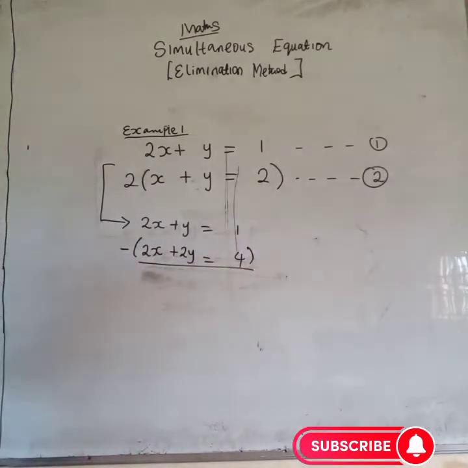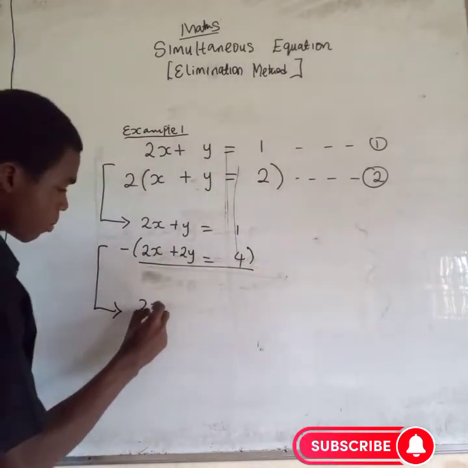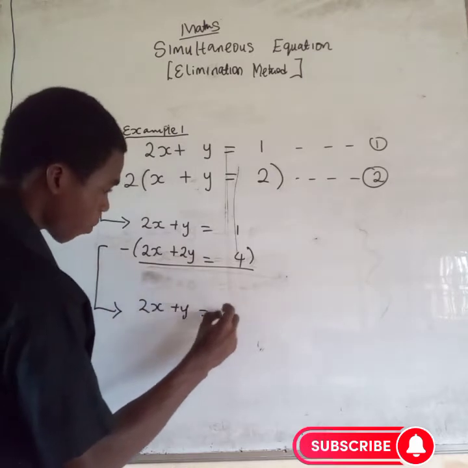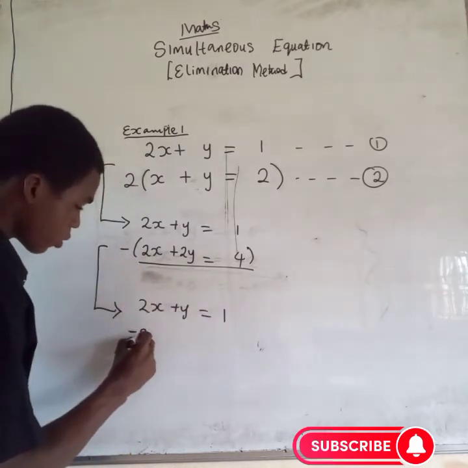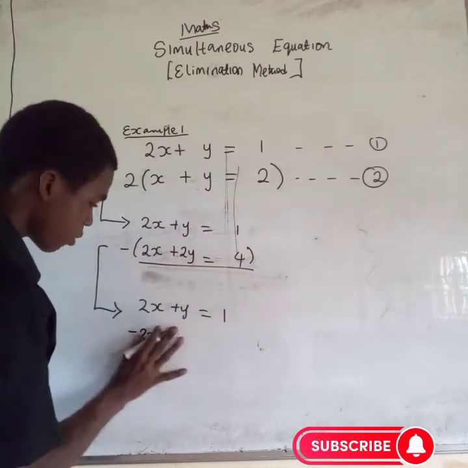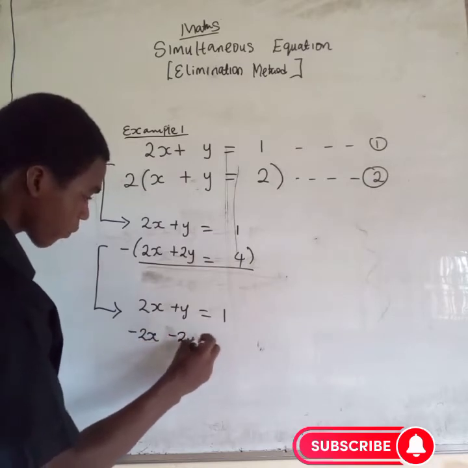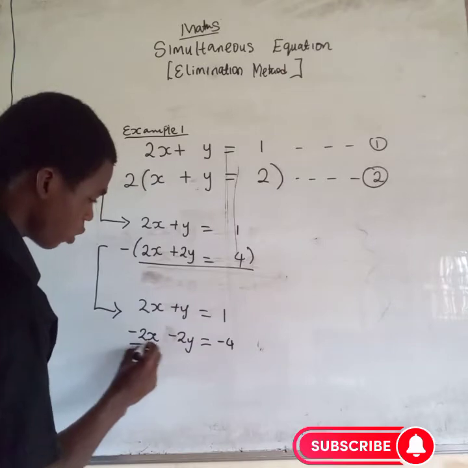So if I multiply this by minus, what happens? I have something like this. Remember, our upper equation still remains the same. Now, minus times 2x is what? Minus 2x. Minus times 2y is what? Minus 2y. Not plus again, minus 2y. Minus times 4 is what? Minus 4.